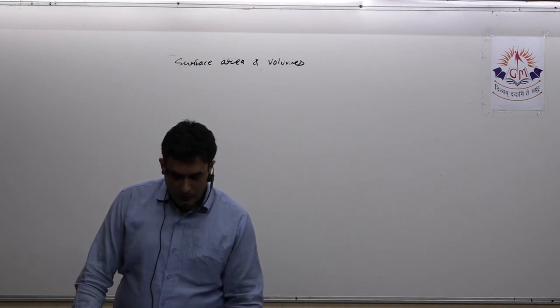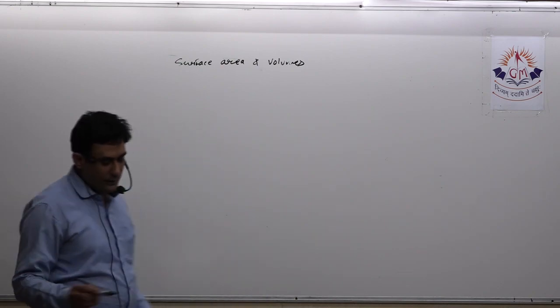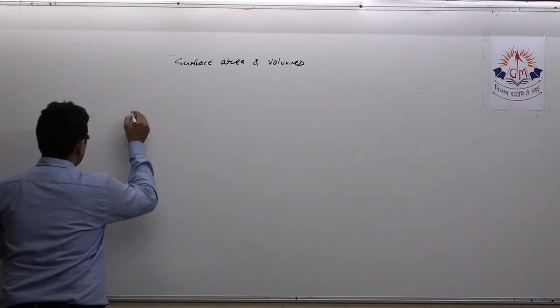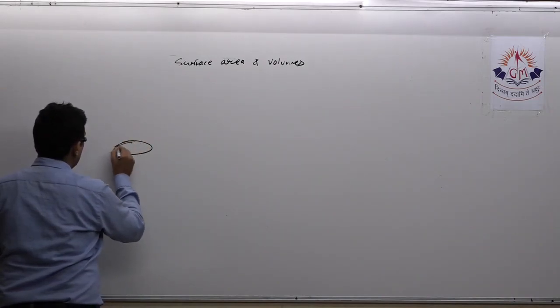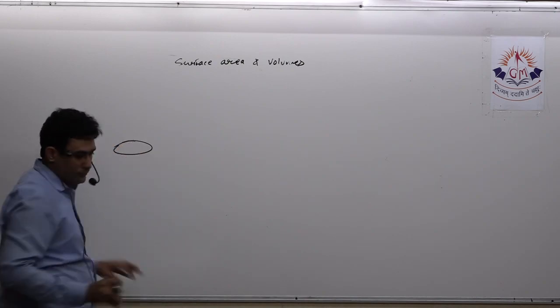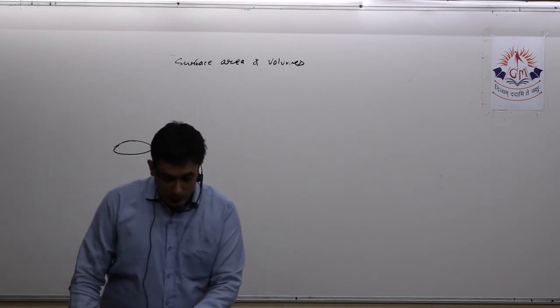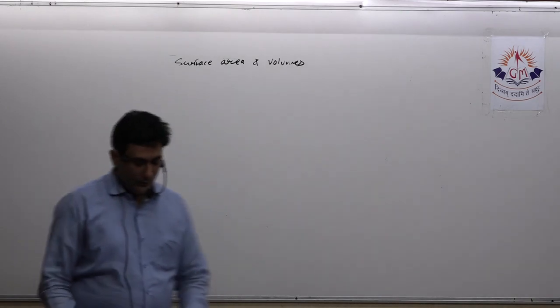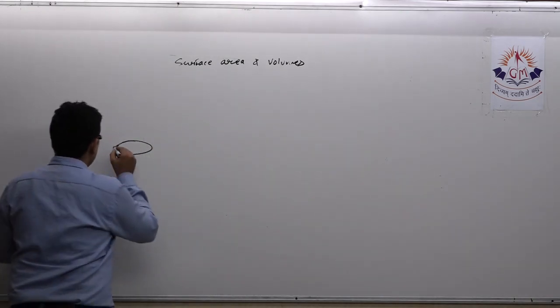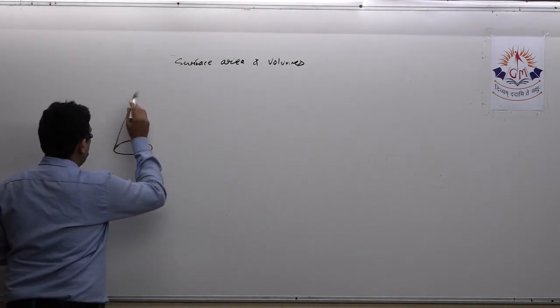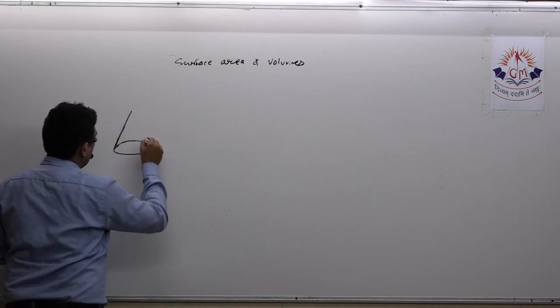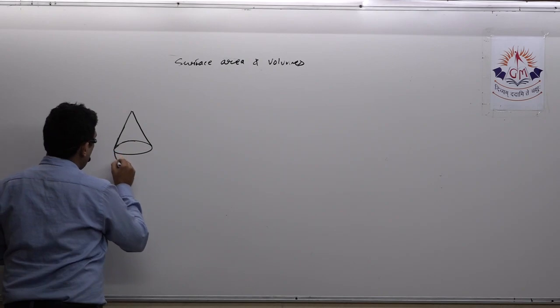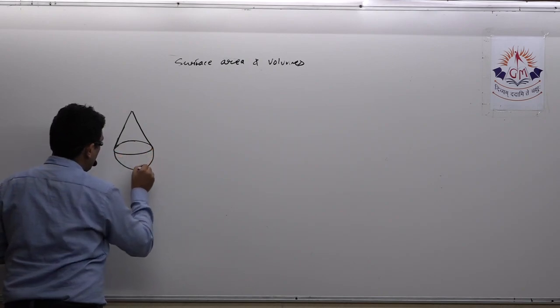A toy is in the form of a cone of radius 3.5. There is a toy which is in the form of a cone mounted on a hemisphere. That means its diagram will be something like this. This is the cone and this is mounted on a hemisphere.